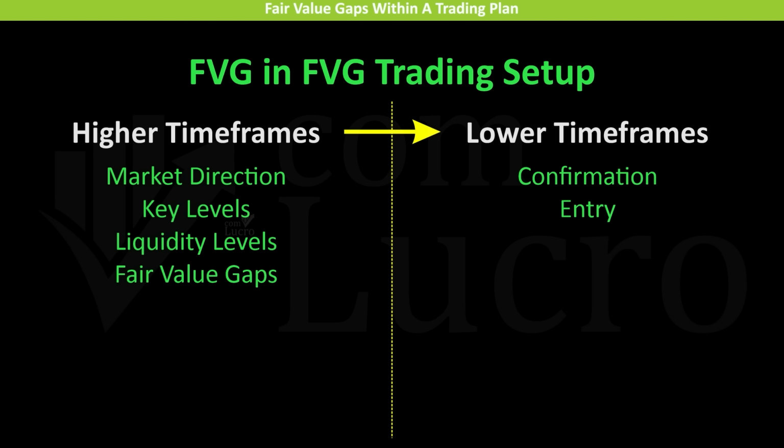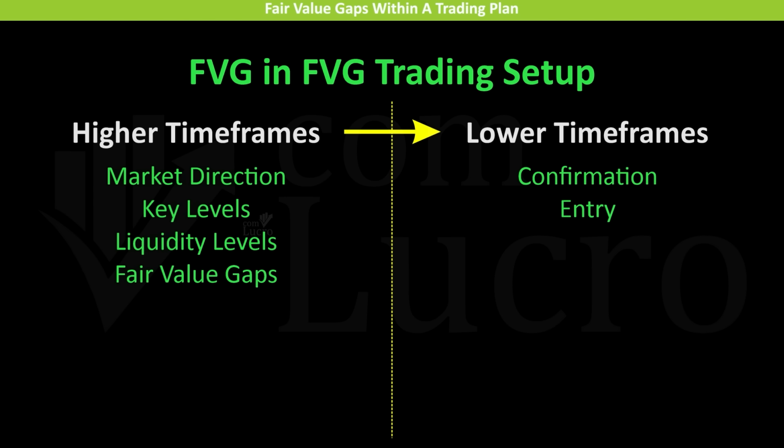First, we analyze the higher time frame, where most of the contextual work is done. Here, we study market structure to define direction, key levels, liquidity zones, and most importantly, fair value gaps, which act as optimal trading areas and can offer high-quality setups. In the second step, we move down to the lower time frame to look for confirmations and execute our entries.